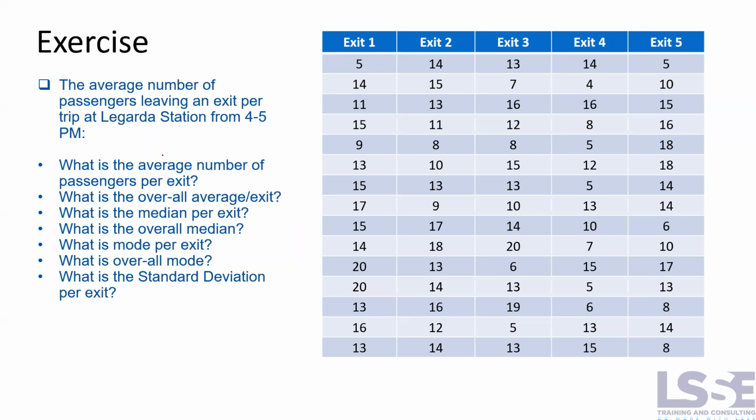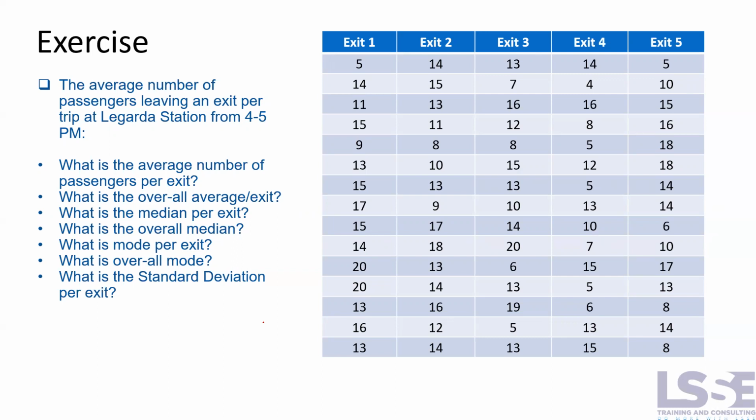We've covered variation, and I guess the best way really is to have a quick practice before we go to the Q&A piece. So right now, let me just see this chart. Right now, I'm showing to you the average number of passengers leaving at exit per trip at LaGuardia Station from 4 to 5 p.m.